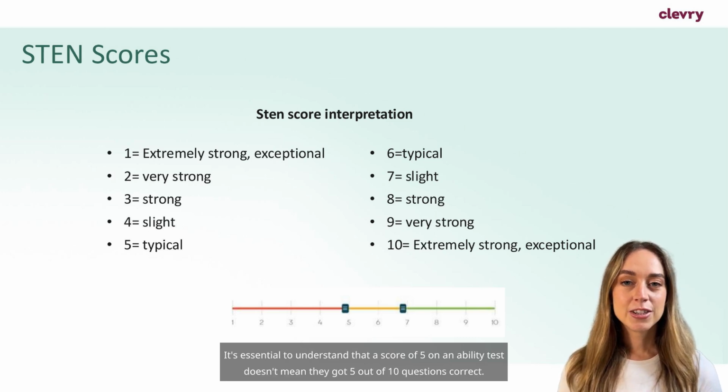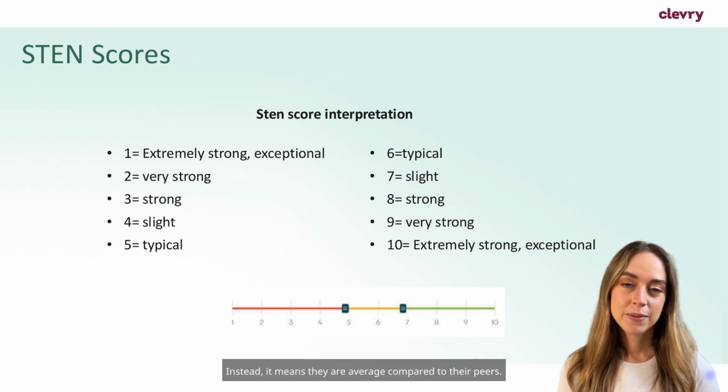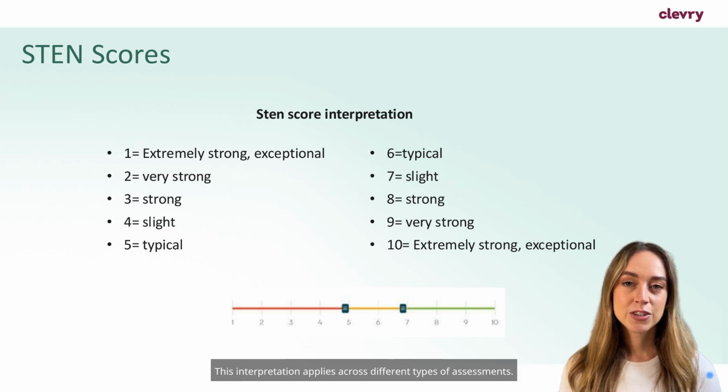It's essential to understand that a score of 5 on an ability test doesn't mean they got 5 out of 10 questions correct. Instead, it means they are average compared to their peers. They are typical of the population. This interpretation applies across different types of assessments.